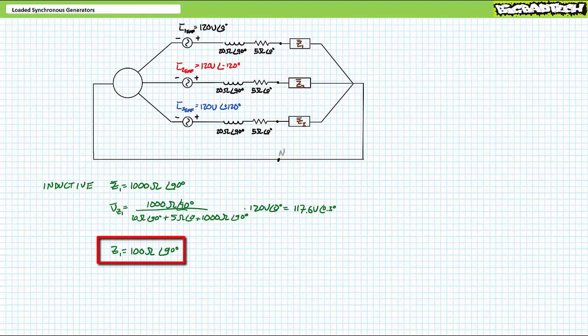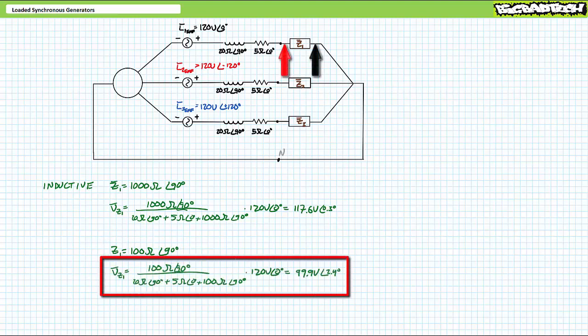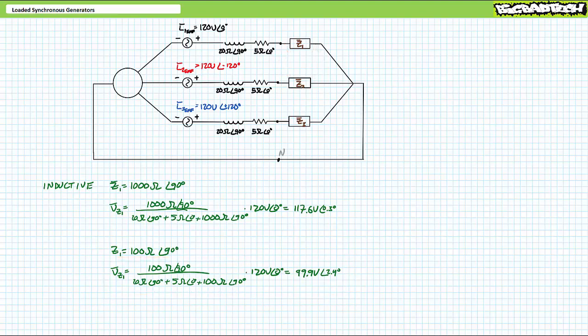Let's see what happens when we decrease the magnitude of the inductive electrical load to 100 ohms at an angle of positive 90 degrees and draw more current. Another application of the AC voltage divider rule demonstrates the purely inductive electrical load now experiences a reduced output voltage of 99.9 volts at an angle of 2.4 degrees. Again, notice the drop in output voltage for the inductive load is a little bit more pronounced than it was for the resistive load of the same magnitude.